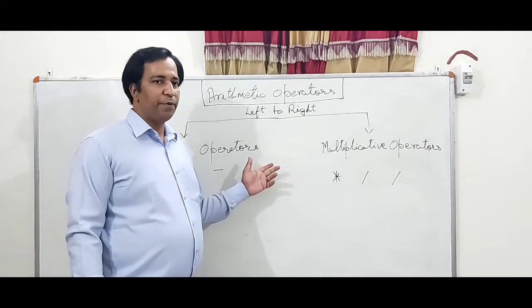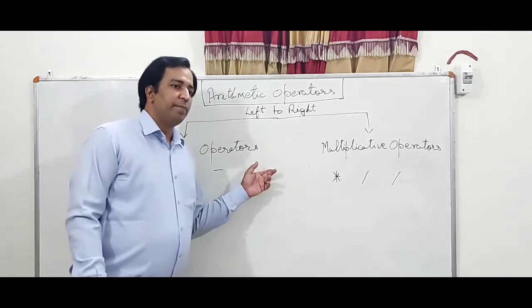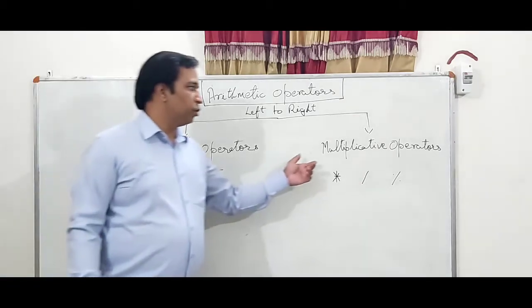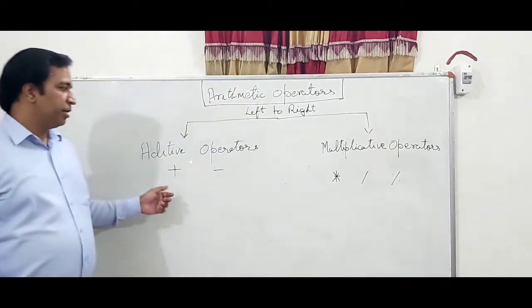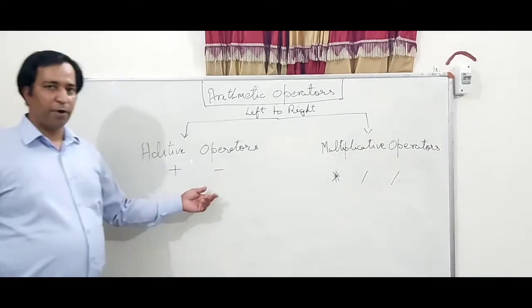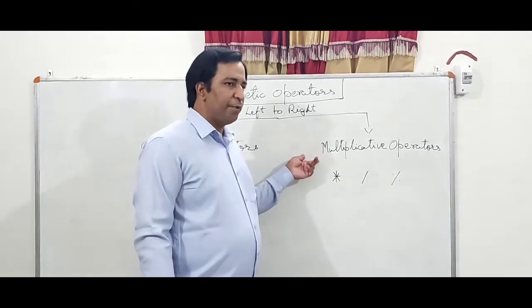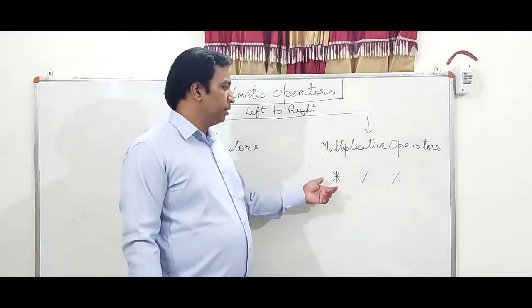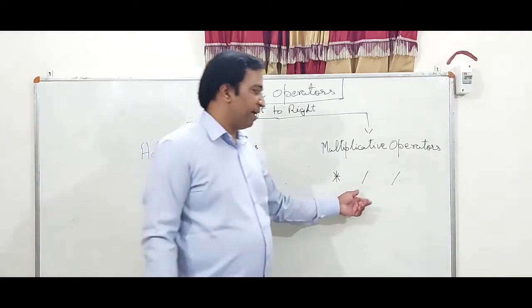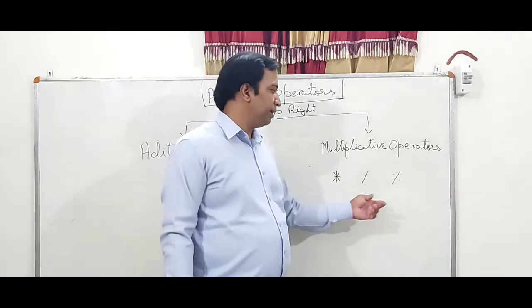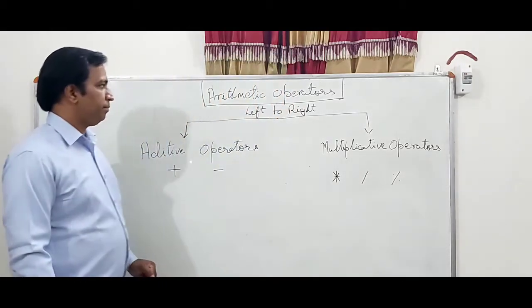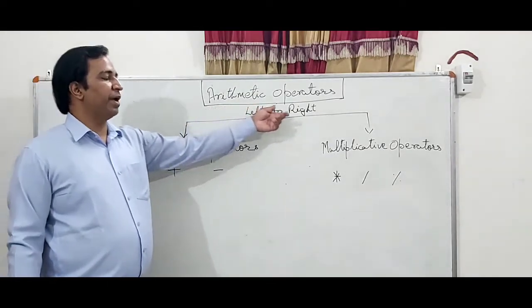These are the arithmetical operators which are available in C. There are two categories of arithmetical operators. One is additive operators and the other is called multiplicative operators. There are two additive operators, plus and minus, addition and subtraction. There are three multiplicative operators: multiply, for which we use the star sign; divide, for which we use the slash sign; and modulus, for which we use the percentage sign. Now here I have written left to right.